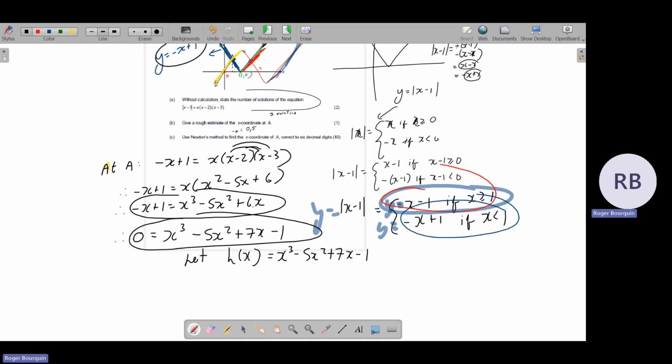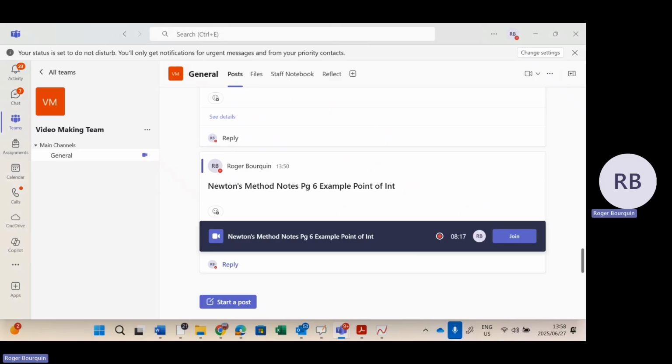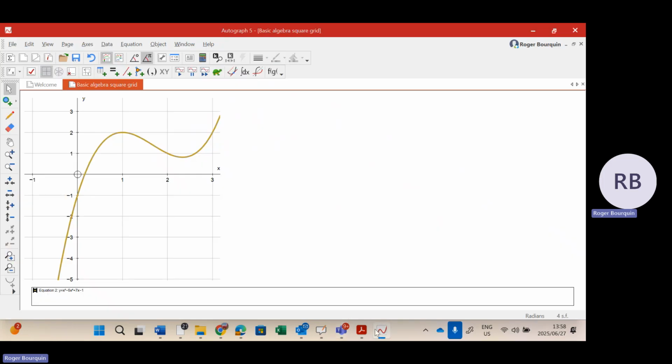Okay? So what I'm doing, I did it over here, I'm finding that function there. That's a function that is x cubed minus 5x squared plus 7x minus 1. That's this function over here, x cubed minus 5x squared plus 7x minus 1. And I'm finding that x-intercept over there. This is Newton's method. So I've got this new equation, and I'm finding the x-intercept of that equation.